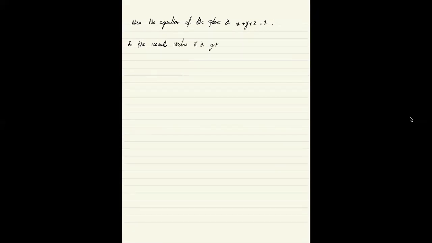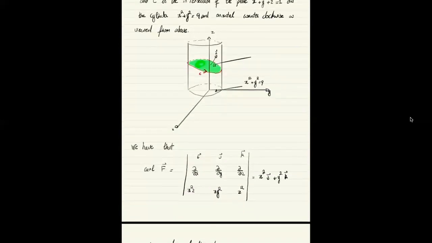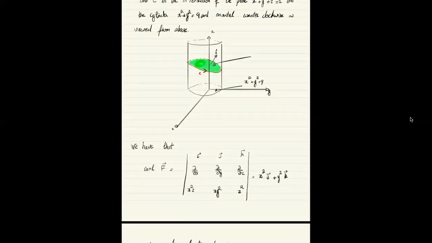It's given by 1, 1, 1, right? You just check the coefficients of x, y, and z, and then it's 1, 1, 1. Sometimes it's not 1, 1, 1. It's going to give you what it gives you, but just check from the diagram that it points towards the right direction. If it was minus 1, minus 1, minus 1, then that's not the right orientation, right?